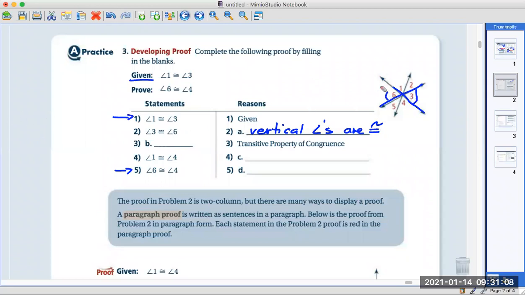Okay, then let's look. What's next? Oh, then they're talking about the transitive property. Okay, look here. This is where that comes from. Angle 1 is congruent to angle 3, and angle 3 is congruent to angle 6. Therefore, you can go straight from the first to the last and skip the middle. Therefore, angle 1 has to also be congruent to angle 6. It's called the transitive property of congruence. You skip the middle. Okay.